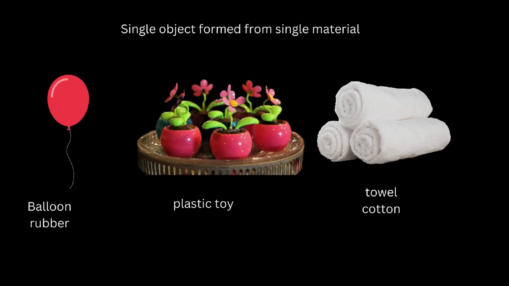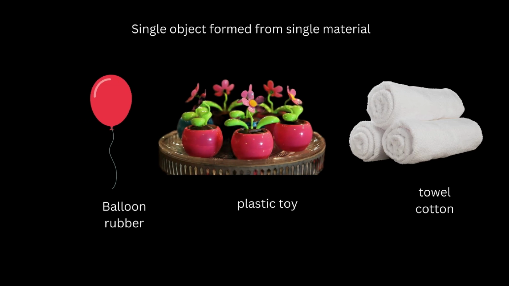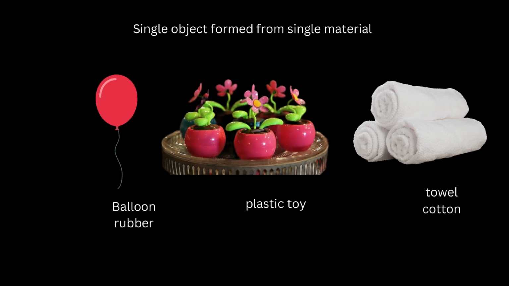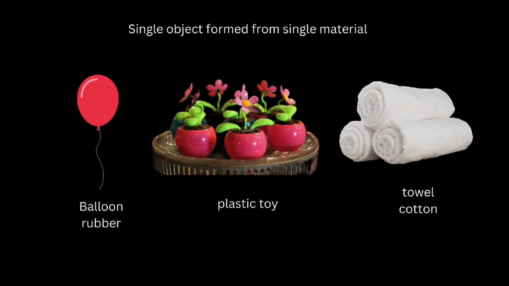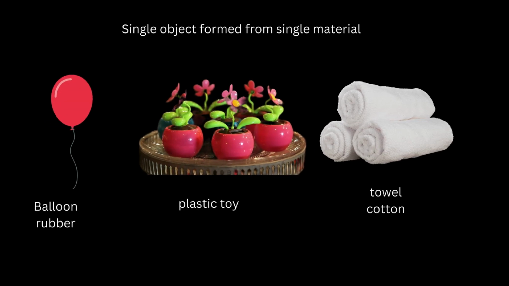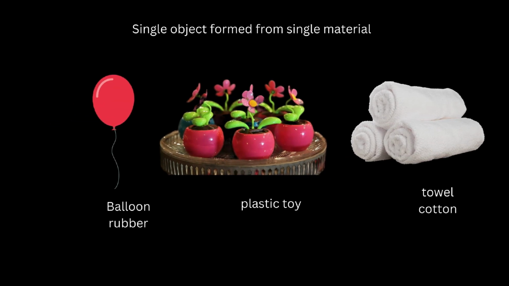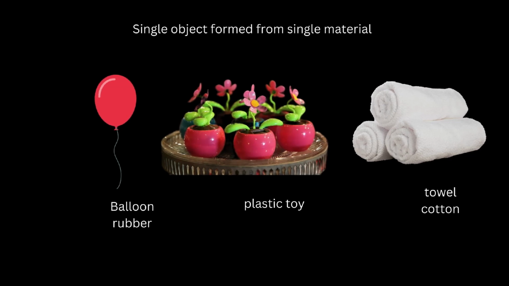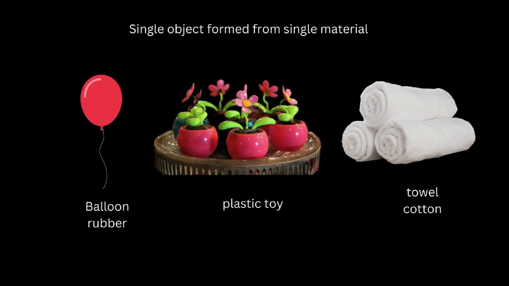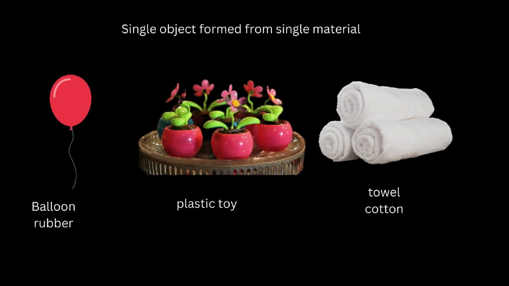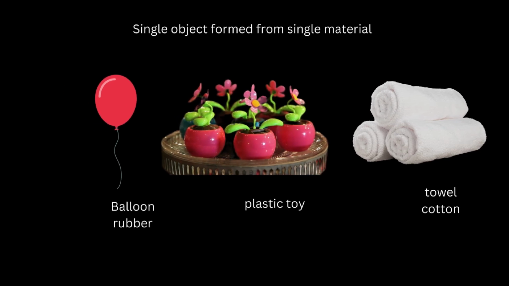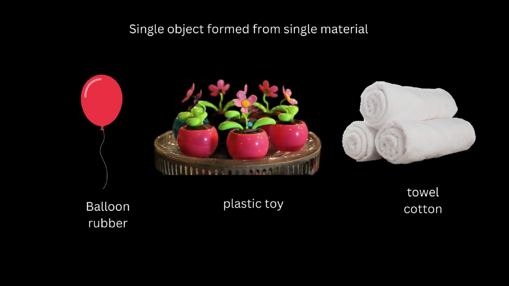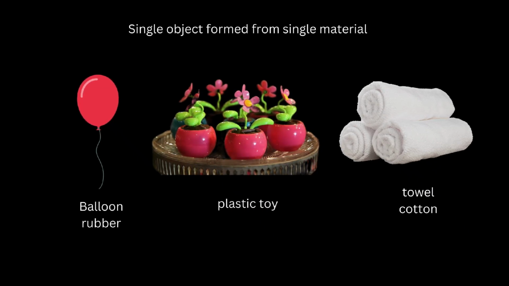The next one is a single object formed from a single material. Here are some examples. Balloon, toy, towel. Balloon is made of rubber. Toy is made of plastic and towel is made of cotton. So, a single object is formed from a single material.